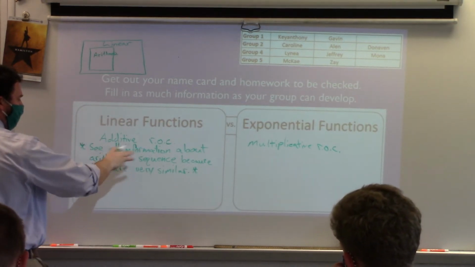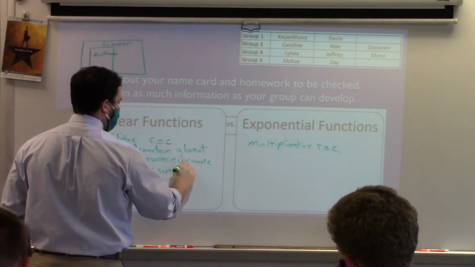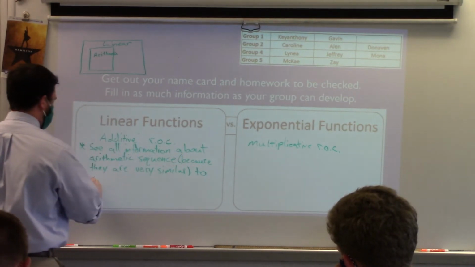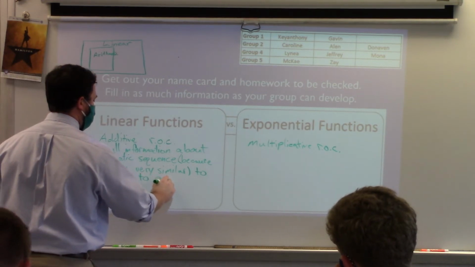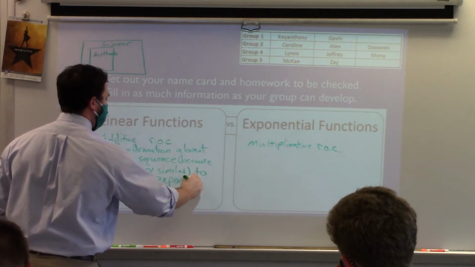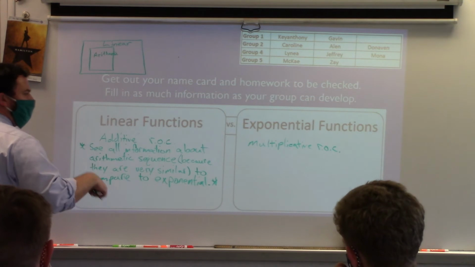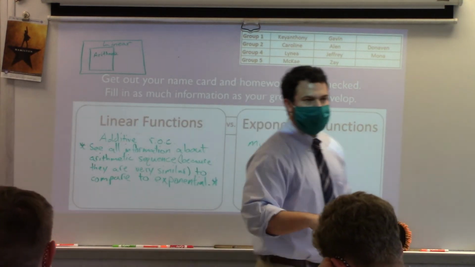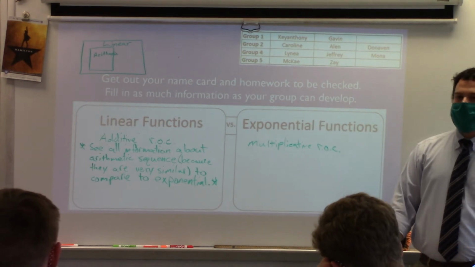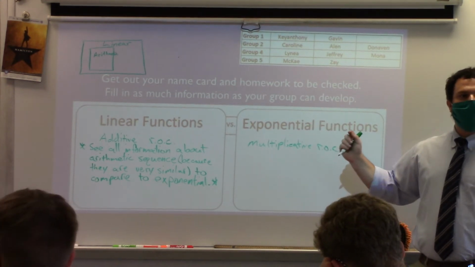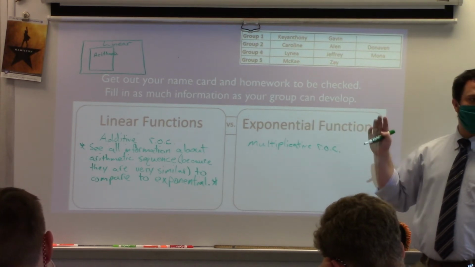Like I said, see all information about arithmetic sequences because they're very similar to, let's say it that way, compare to exponential. And so what are we going to look at for information to compare exponential to linear? What type of sequence do we study that is very similar to an exponential? Geometric. Geometric, right? So if we compare arithmetic and geometric, we're comparing linear to exponential.